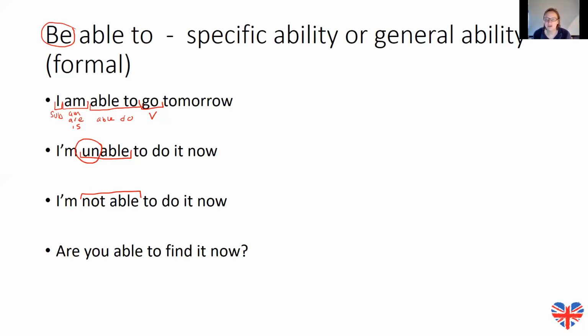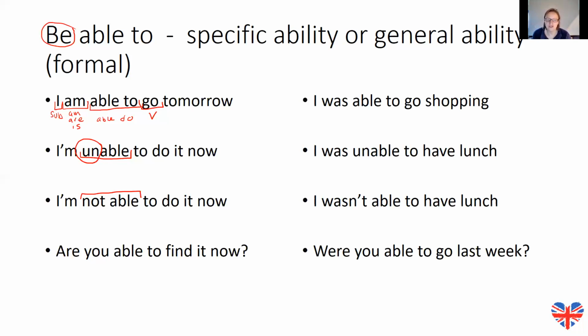Now, because we're using be in this one, to make it in the past tense, we just use the past simple form of be, which is was or were. So we just turn it into the past. I was able to go shopping. I was unable to have lunch. I wasn't able to have lunch. Were you able to go last week?